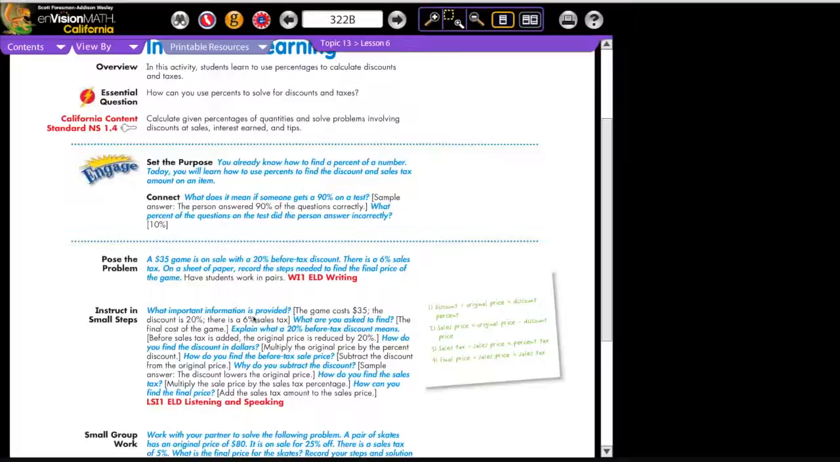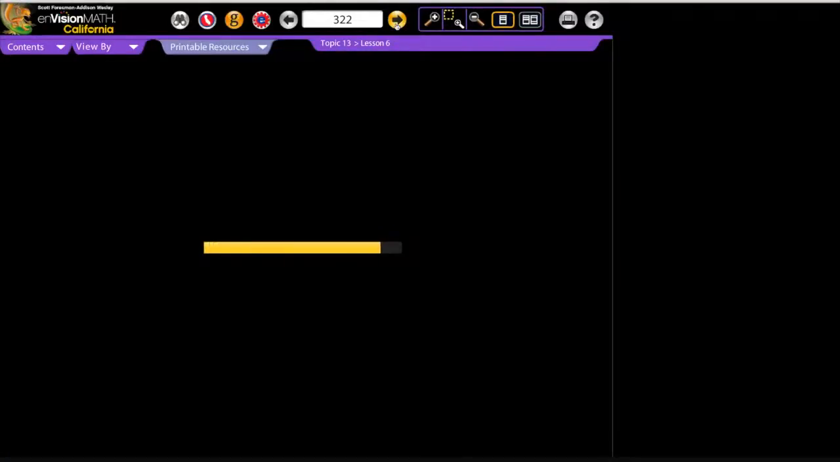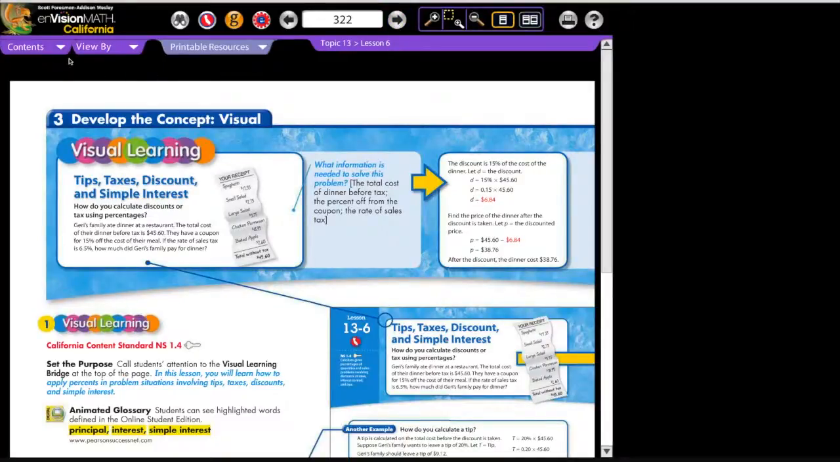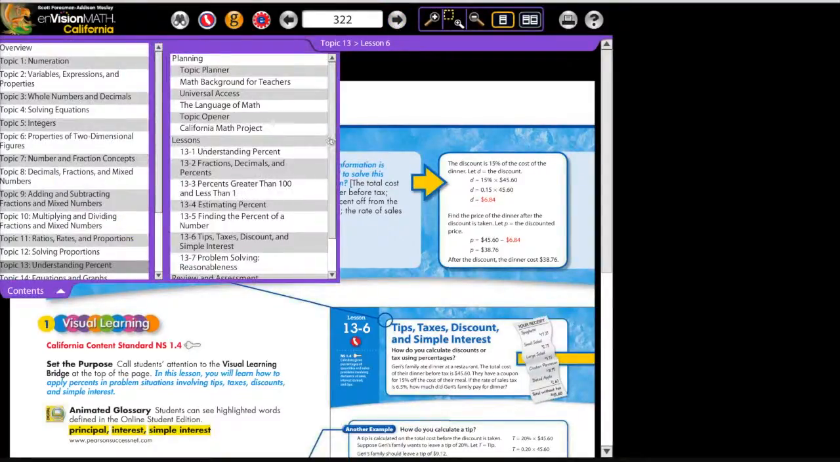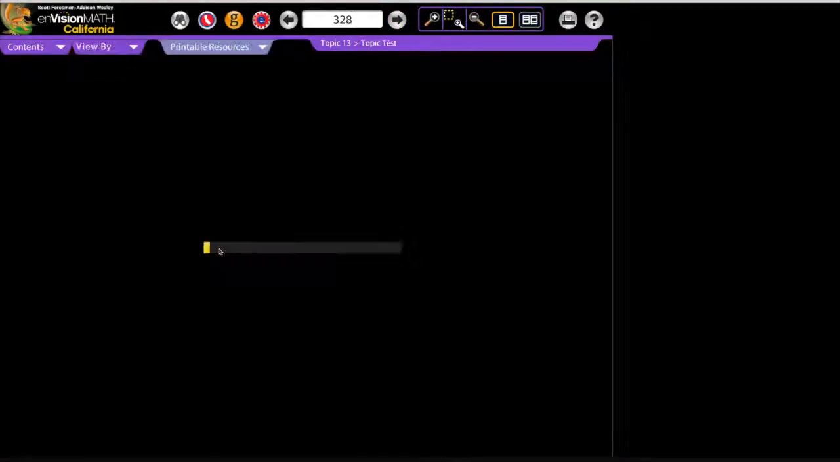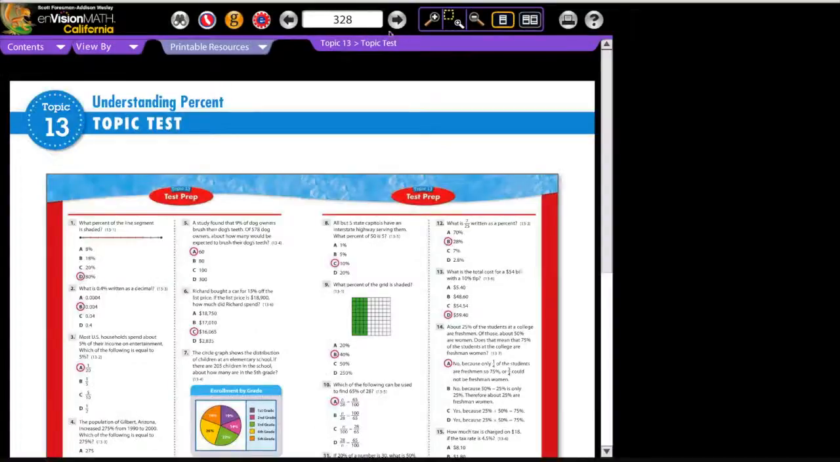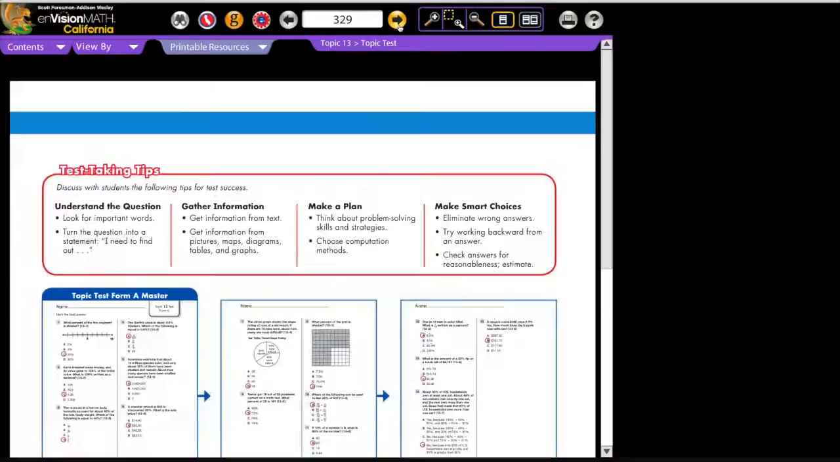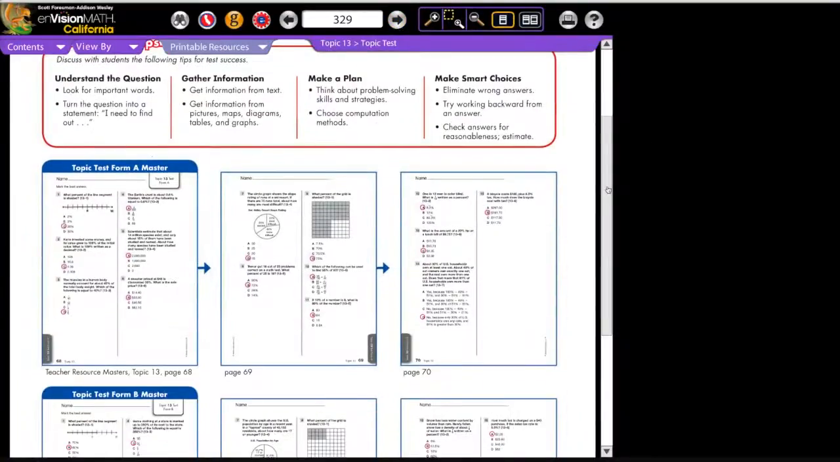So lots of things you can do in this lesson to just extend the learning, enhance the learning. One of the things I wanted to point out that you may want to do on this topic, and some people do this a lot and others are maybe a little hesitant to try it, is something you might want to try with your topic test.